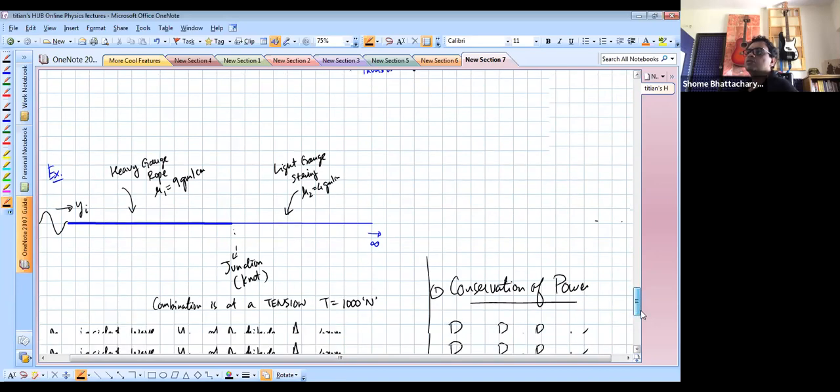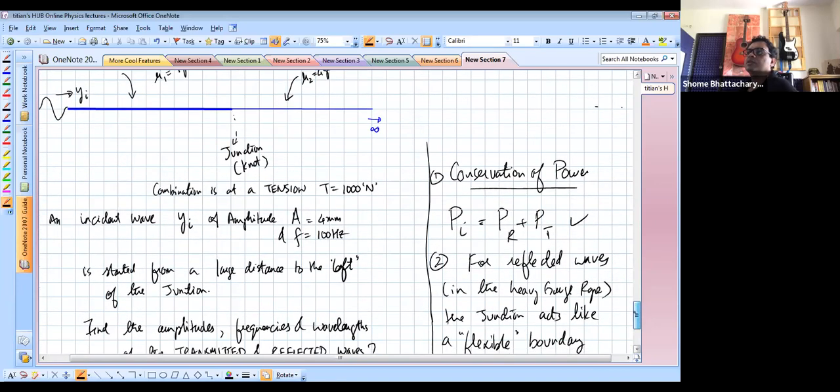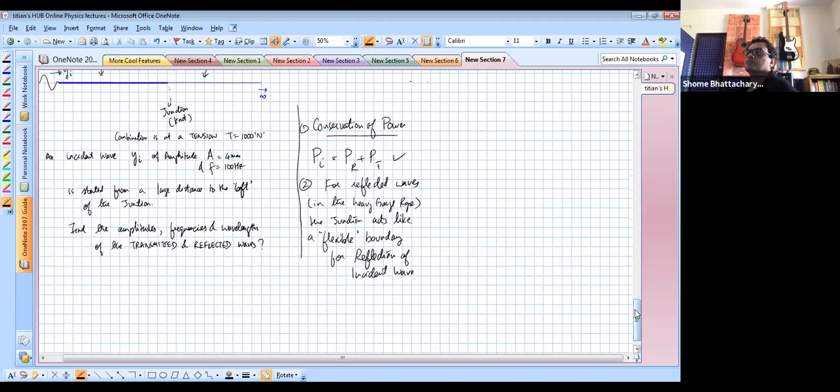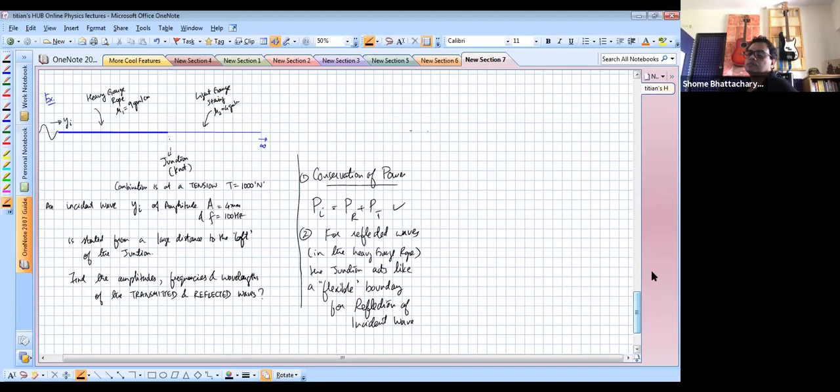So using these two concepts, we will develop the equations required to find out the unknown quantities. I'm minimizing this a little bit more so that you can see the whole question. So this is what we are going to work on next. Just try out this question.